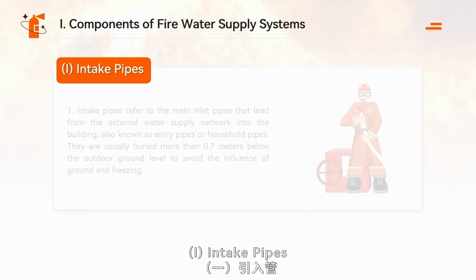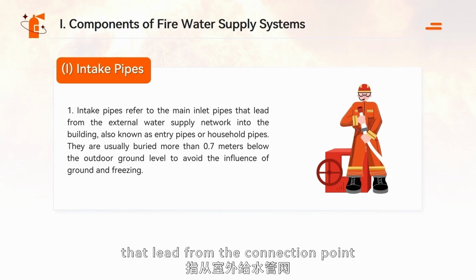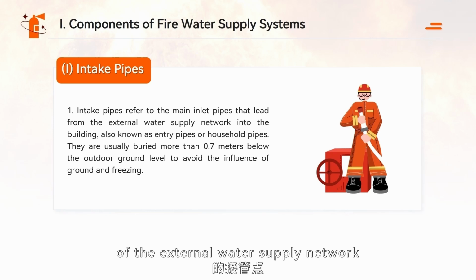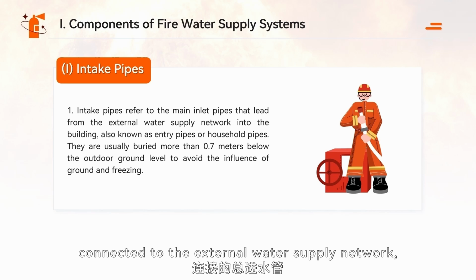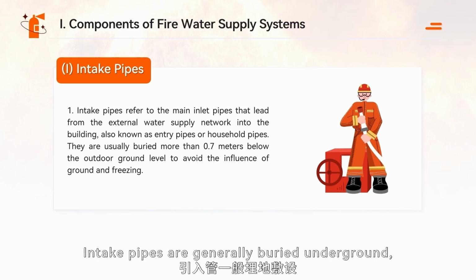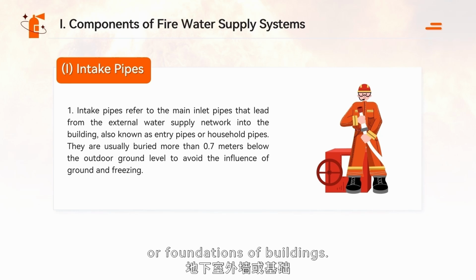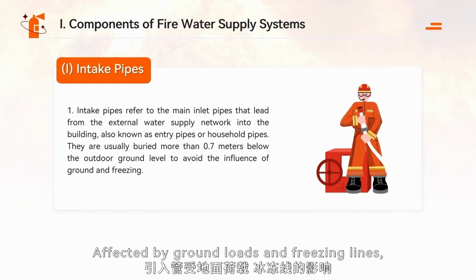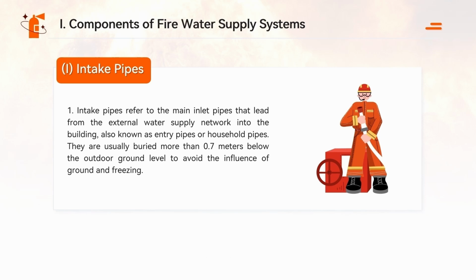1. Intake pipes. Intake pipes refer to the pipe sections that lead from the connection point of the external water supply network into the building. They are the main inlet pipes connected to the external water supply network, also known as entry pipes or household pipes. Intake pipes are generally buried underground, crossing through the external walls or foundations of buildings. Affected by ground loads and freezing lines, they are usually buried more than 0.7 meters below the outdoor ground level.